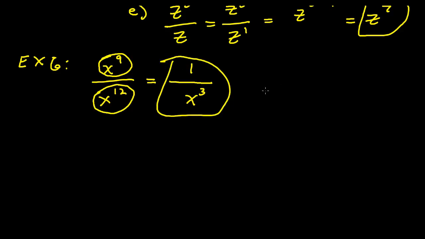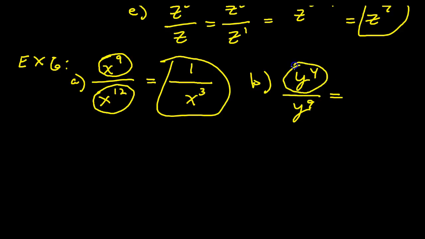Oh, and let's say part B, this was part A in example 6, part B, y to the 4th over y to the 9th. Again, 4 factors of y in the numerator will cancel out 4 factors of y in the denominator, leaving 5 factors of y in the denominator. Okay? Final answer here.